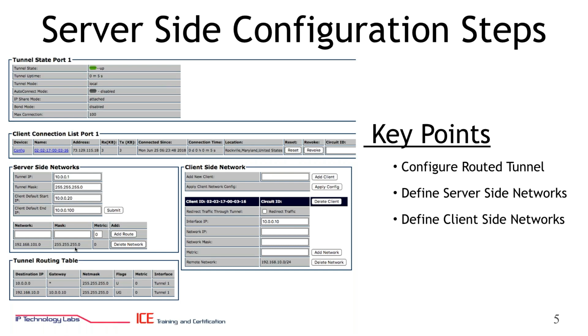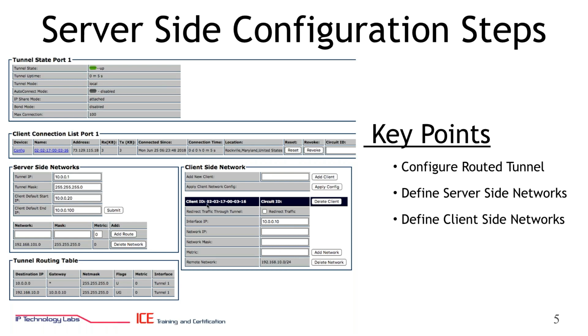So I could have 10 different networks on my server network, and the server device will push all the routing information to the remote device. So this is how the server-side networks is how we inform the client what networks are on the server side. Our client-side networks, we're informing the server what networks are out on the client-side network.